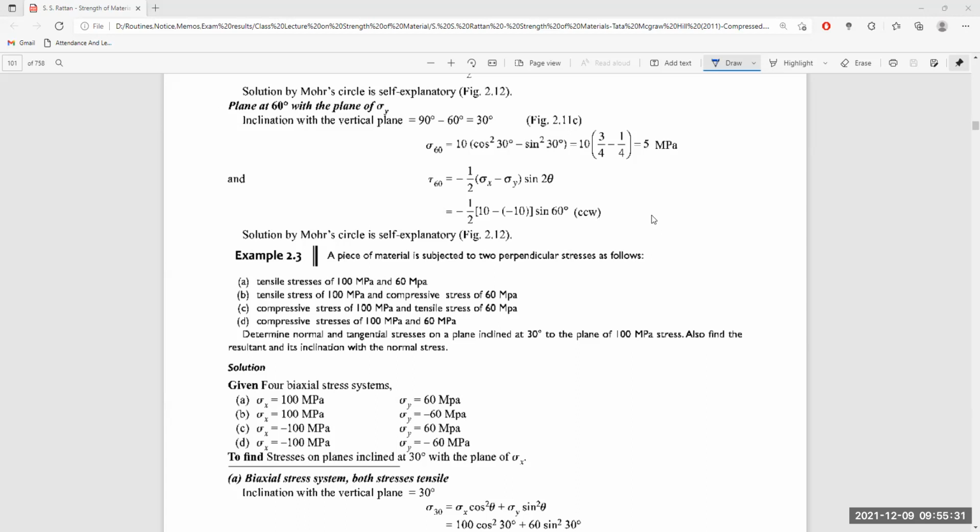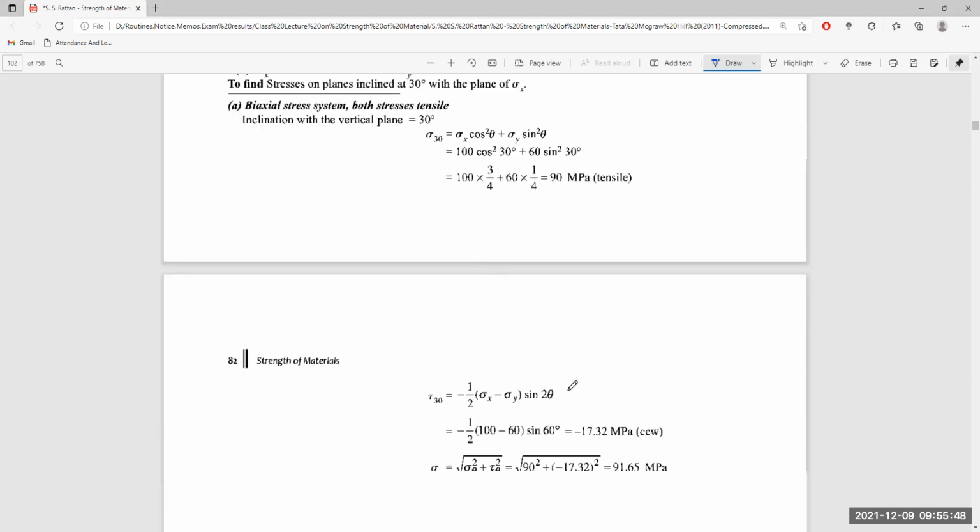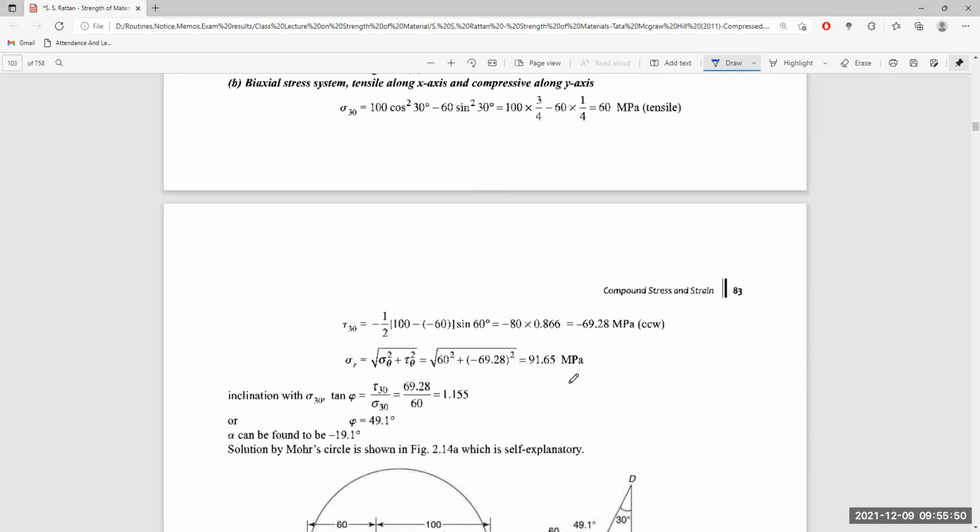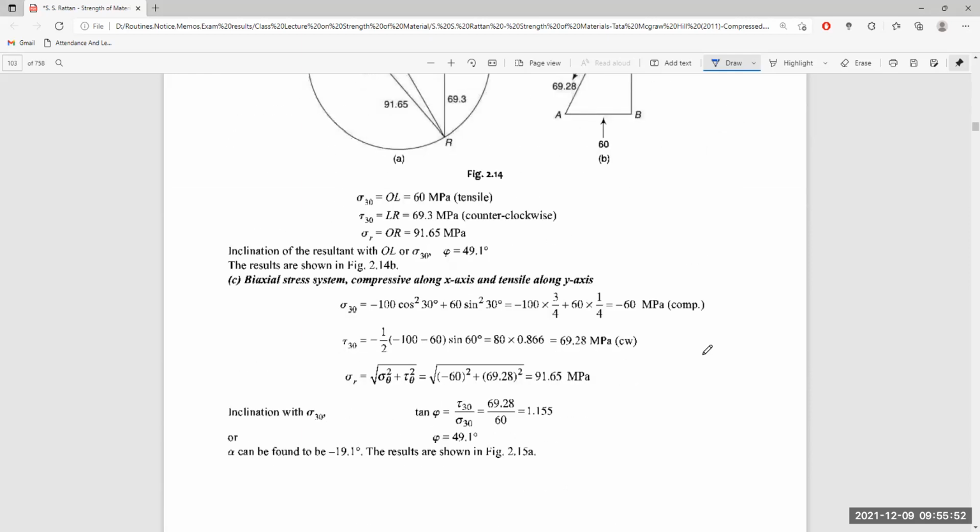Now, we have to determine the normal and tangential stress on a plane inclined at 30 degrees to the plane of 100 MPa stress. Also find the resultant stress and its inclination with the normal stress. We have gone through the first two, I think. Let us go from the third.